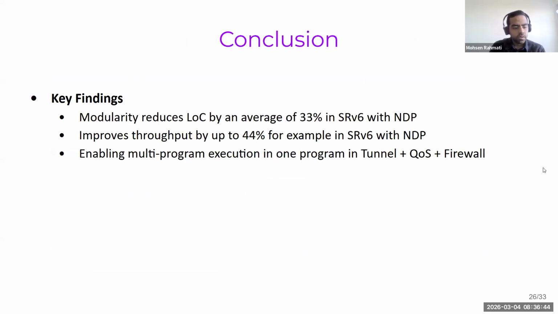And about the key findings of this work, modularity reduces lines of code by an average of 33%. For example, in SRv6 with NDP, it improves throughput by up to 45%, and enables multi-program execution in one program, for example, in tunnel, quality of service, and firewall.